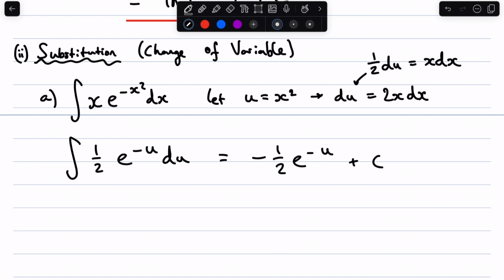So now if we undo our substitution, where u is equal to x squared, we're left with minus a half e to the minus x squared plus the integration constant. And you can see how this method has just made that whole process a lot easier to work out.